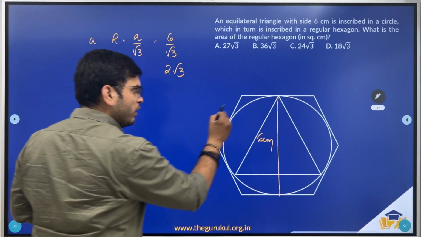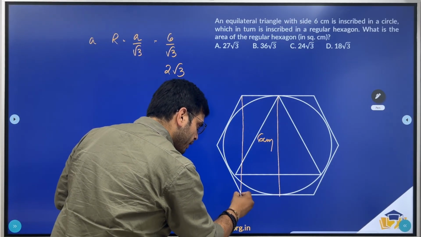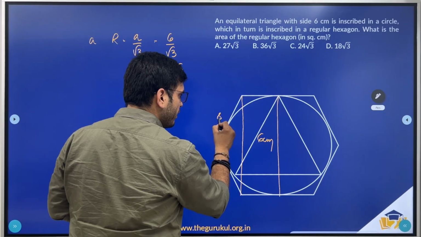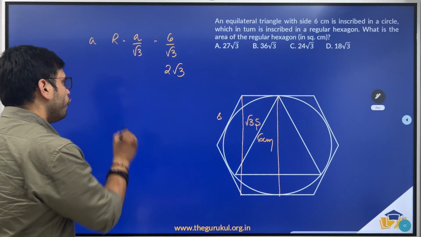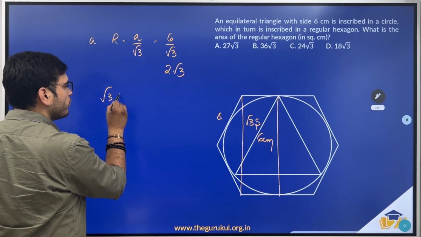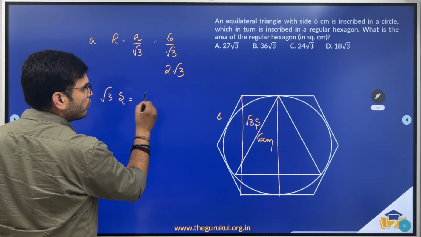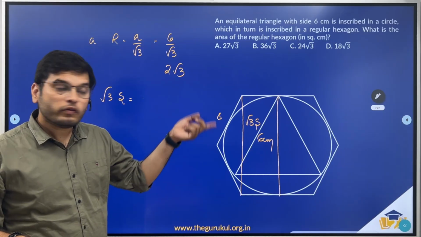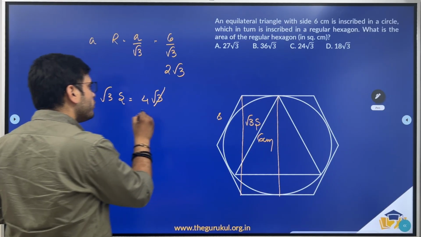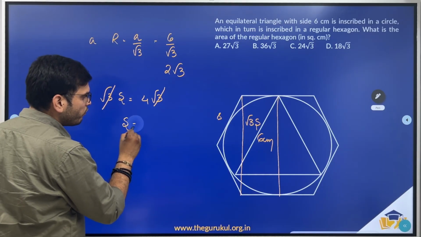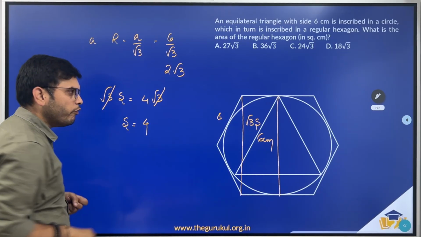Now, in a regular hexagon, if the side is S, the length of this diagonal will be root 3S. Right. Now we have root 3S is equal to, the diameter of the circle, which is 4 root 3. So these two will get cancelled, so the side of that hexagon is nothing but 4.